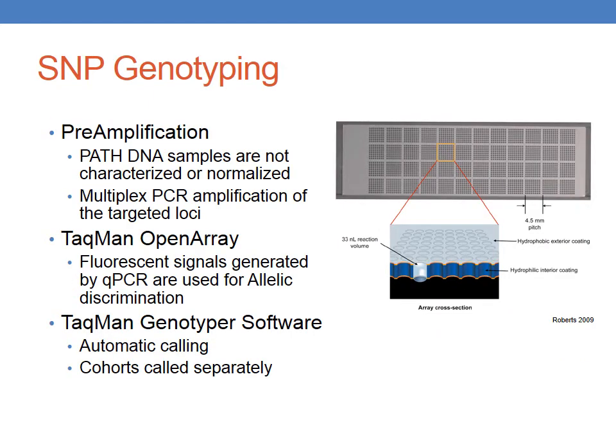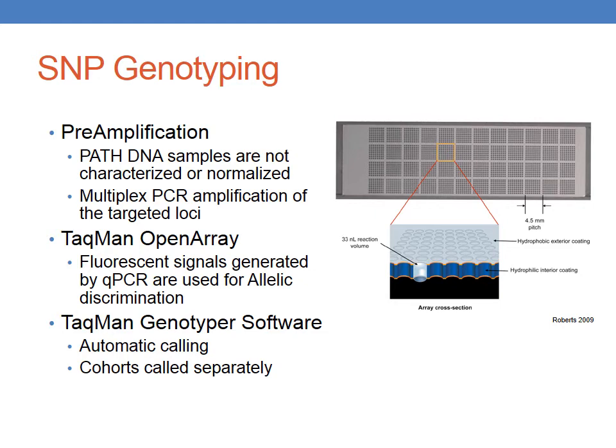So to genotype our samples, we utilised the TaqMan OpenArray system by Applied Biosystems. Initially this involved a preamplification, because the PATH DNA samples aren't characterized or normalized and the DNA concentrations are relatively low. So this reduces the absolute template copy number you have available, which can then affect the quality of the data obtained from the TaqMan reactions. So we just performed a multiplex PCR amplification of the targeted loci to essentially boost the template copy number available.